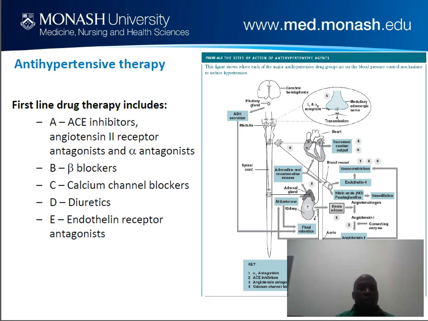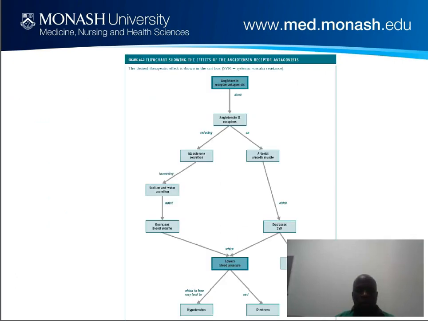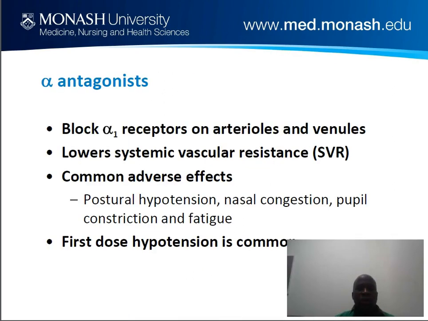Then there's beta blockers. Beta blockers block beta receptors. We have calcium channel blockers, diuretics, and lastly, endothelin receptor antagonists. We'll look at these in more detail. This diagram is so small and thin, I can hardly read it, so I'll skip it, but you can read it at home. Let's look at the alpha antagonists.